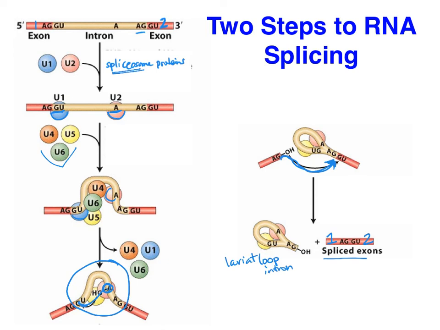Last but not least, remember this is only happening in eukaryotes. Prokaryotes don't have introns, so they don't need to splice them out. That means they also don't have a spliceosome.